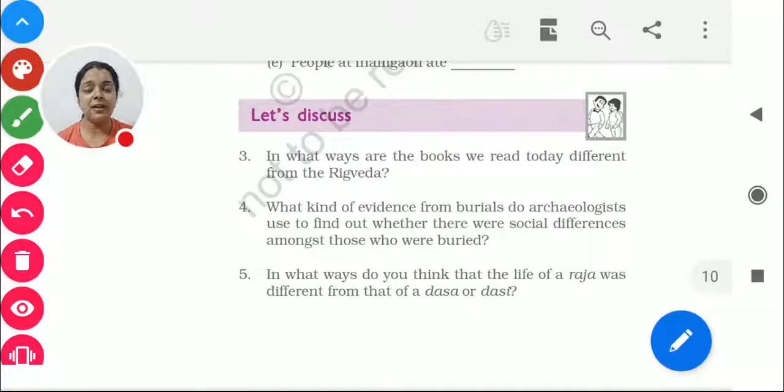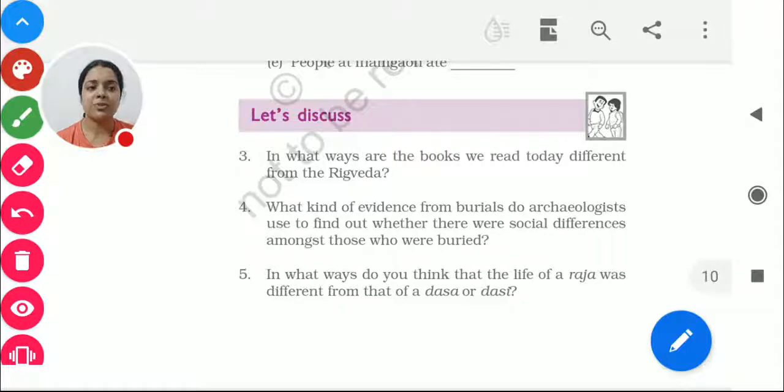So in olden times the Rig Veda was handwritten, and nowadays books are printed. Very few copies of the Rig Veda are available, while many more books are available. The Rig Veda was written on the bark of trees, like the birch tree, and present-day books are written on paper. The Rig Veda was first recited and then written, while books are first written and then we read them. So these are the 4 points you need to mention.